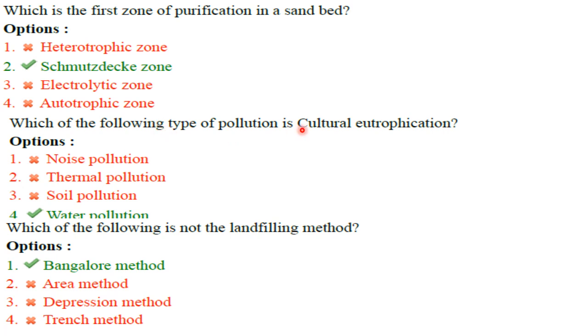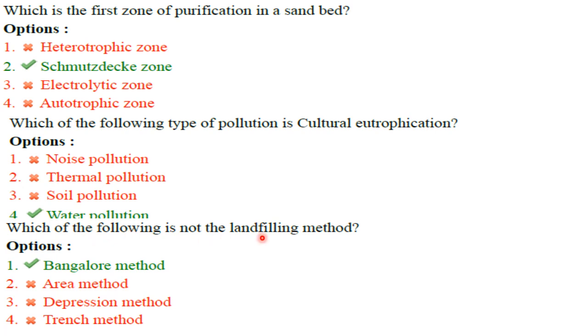Which of the following types of pollution is cultural eutrophication? All of you know what eutrophication is. It is the natural aging of the lake by nutrient enrichment, and it takes thousands of years. Now cultural eutrophication occurs when this eutrophication process is accelerated due to human activities. Human activities include effluents from industries and homes which are dumped into the water bodies, and these can accelerate the aging process. That is called cultural eutrophication. So the answer here is option 4, water pollution.